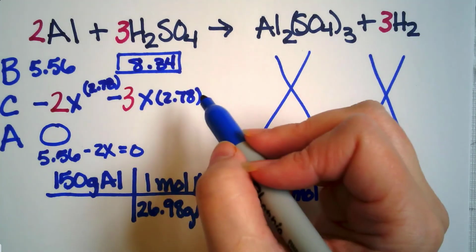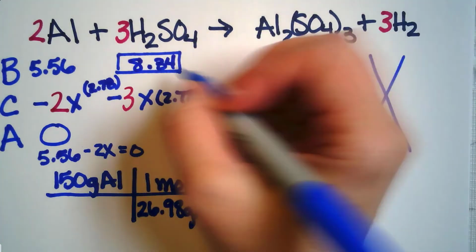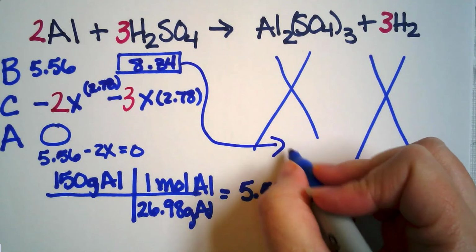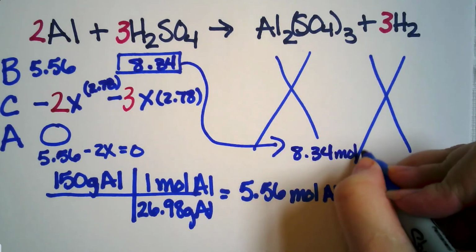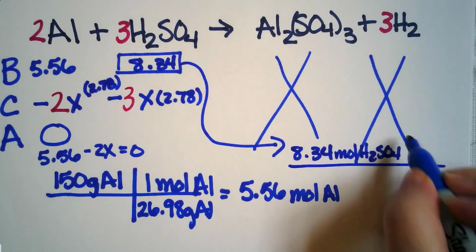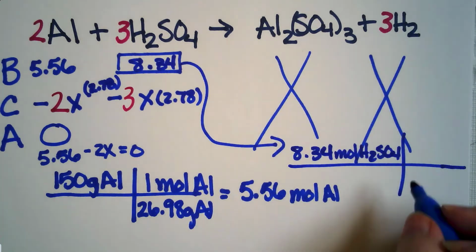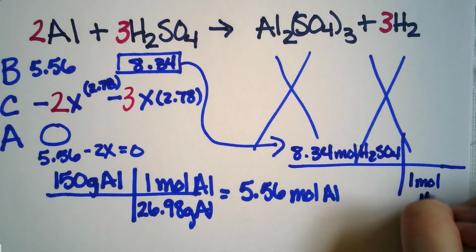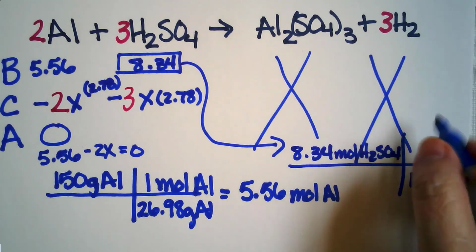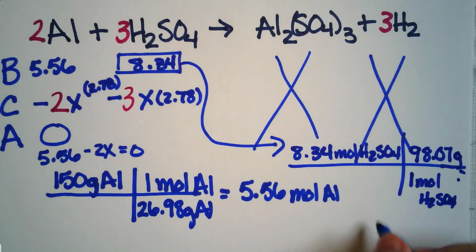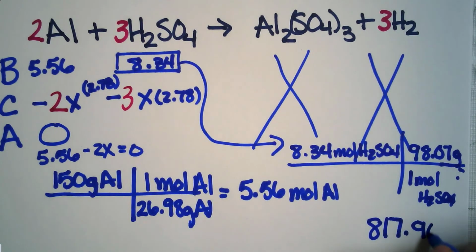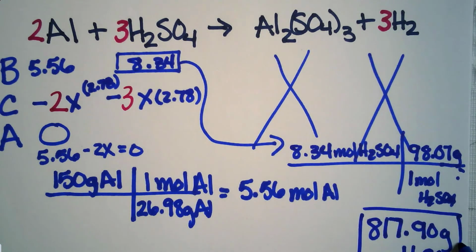Now we have to figure out how many grams that is. So if I bring that over here, I've got 8.34 moles of H2SO4. Sorry, kind of running out of room over here. That is equal to, we've got 1 mole of H2SO4, and its molar mass is 98.07 grams. So the answer to that whole problem is going to be 817.90 grams of H2SO4. Okay, so that's my final answer.